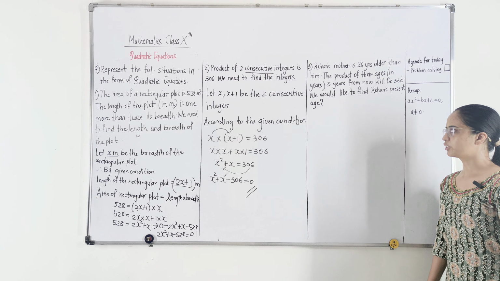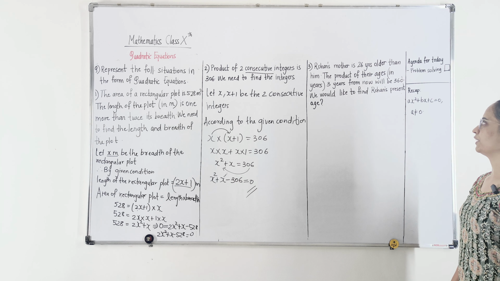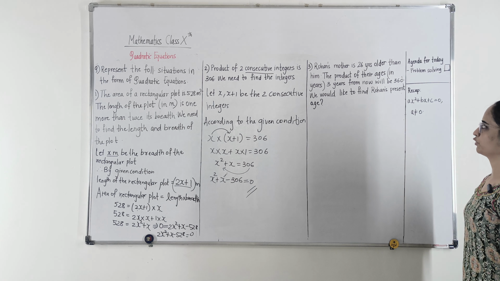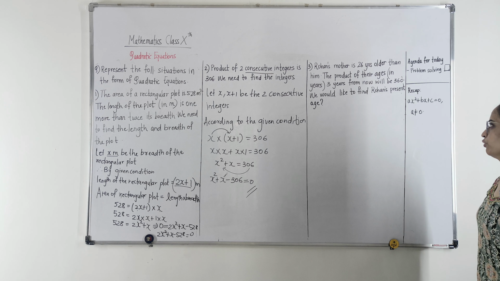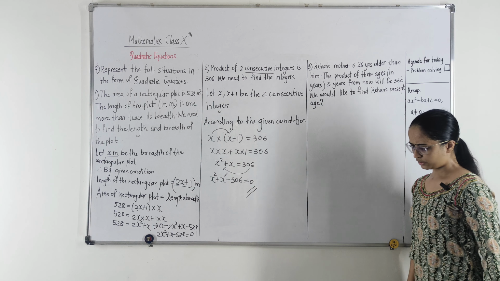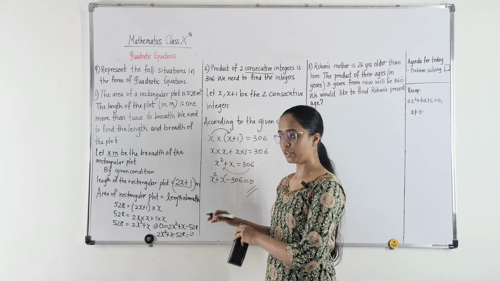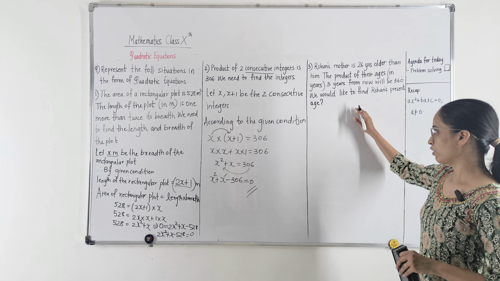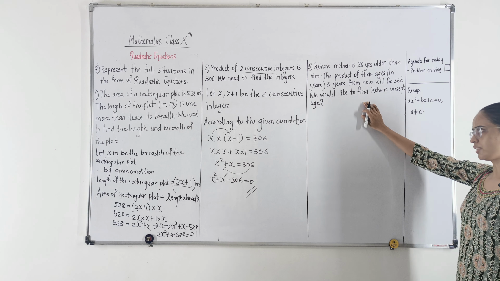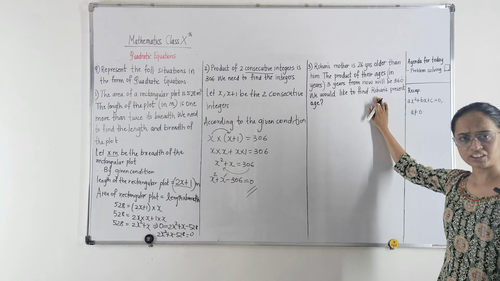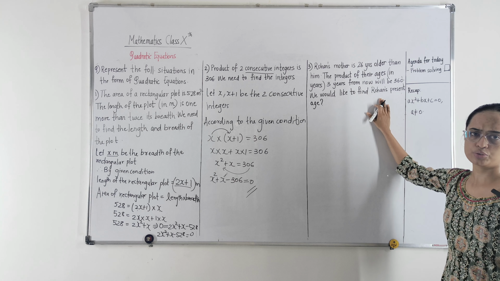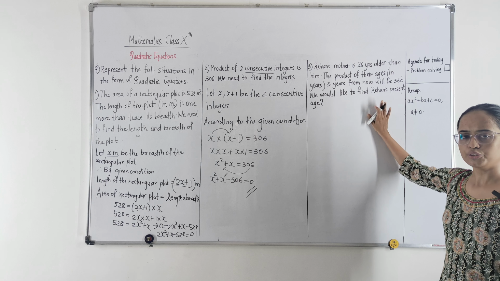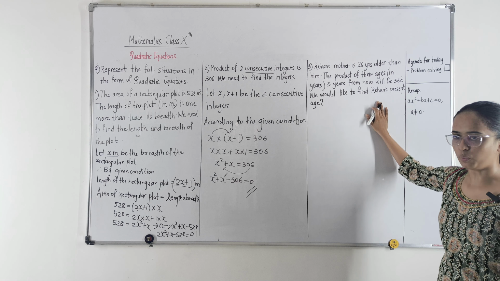Now let's move on to the next question, which says that Rohan's mother is 26 years older than him. The product of their ages in years, 3 years from now, will be 360. We would like to find Rohan's present age. Here if you see, these three questions are very different from each other. They have just asked us to find Rohan's present age, and that is why we would be taking the variable as the present age of Rohan only.